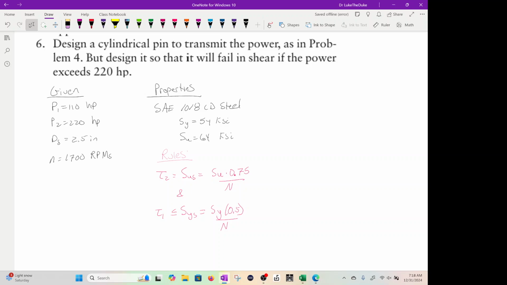All right. Because what we're going to do is we're designing this, okay, so that these two rules, okay, that tau 2 is your ultimate shear stress. All right. So in failure, so failure analysis, then we can follow these rules, okay? That for the 220, we're going to use the ultimate stress times 0.75 over our design factor. Okay, we're going to use actually 1 for now.